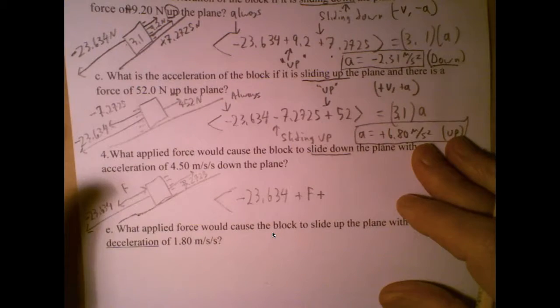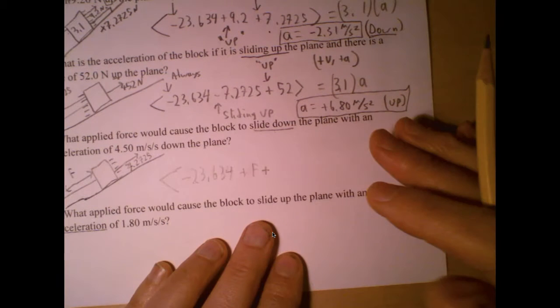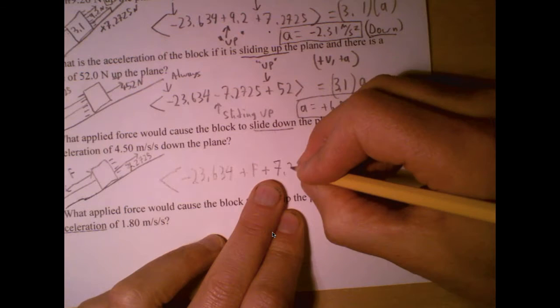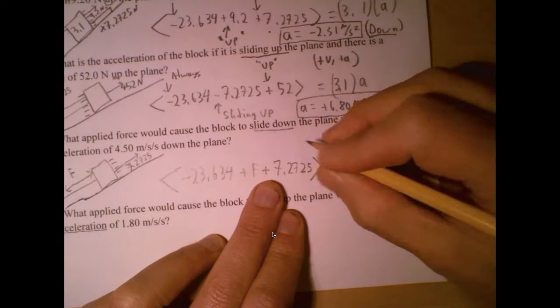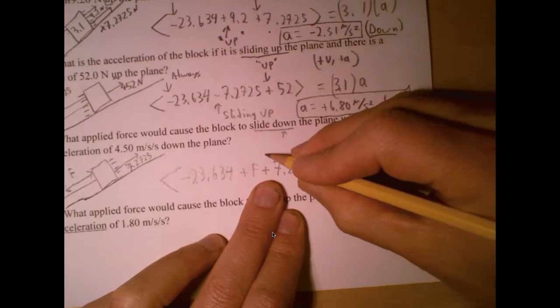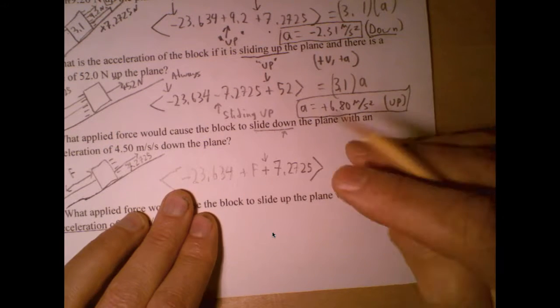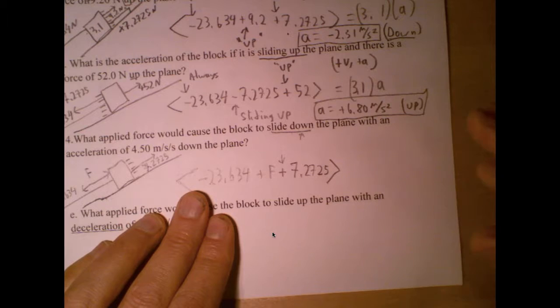Okay, so here we are. So that guy is up the plane. And the reason that the friction is up the plane is that friction always opposes the direction you're sliding. So if we're sliding down, this thing's up. If we're sliding up, that thing is down. Okay? All right.